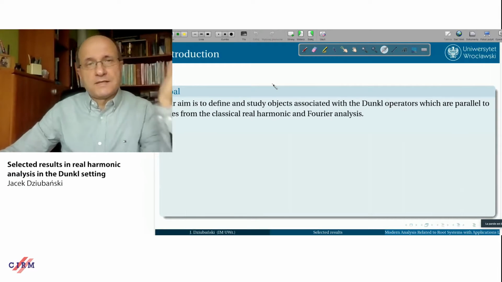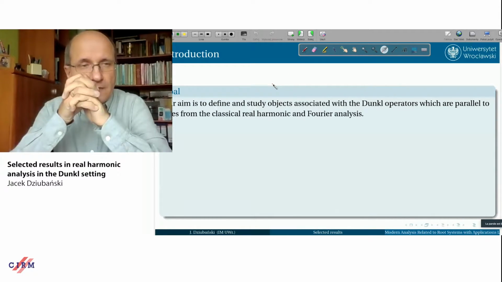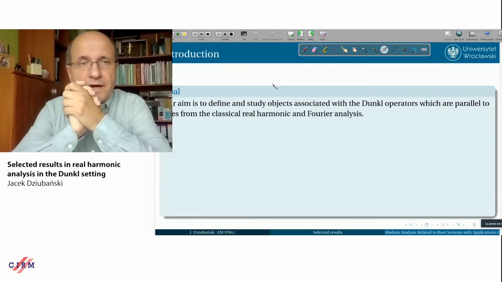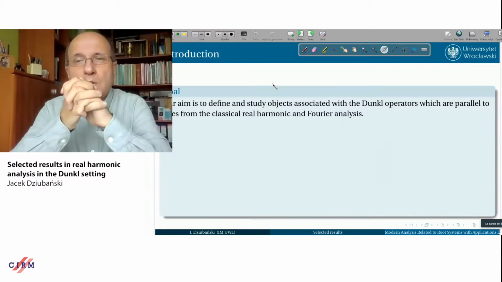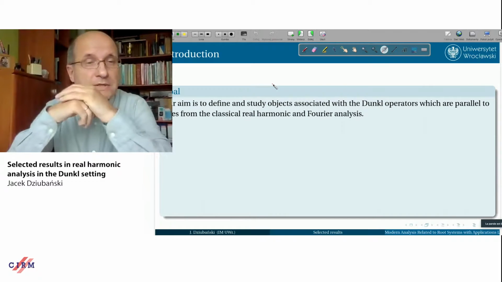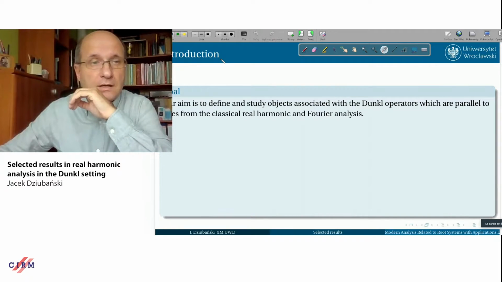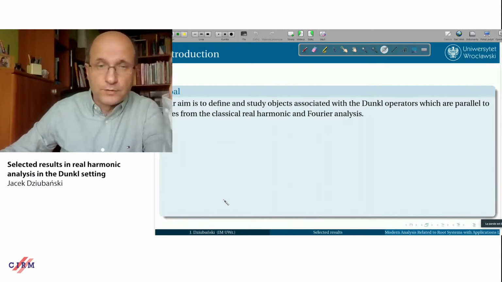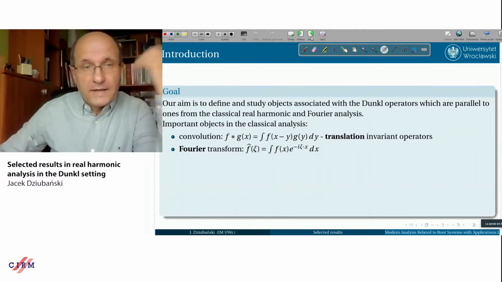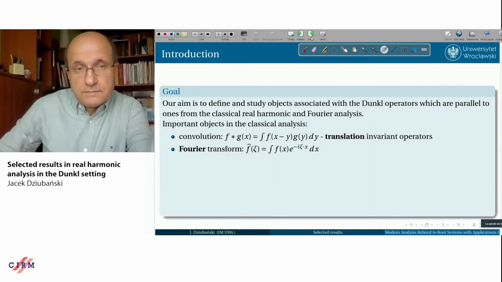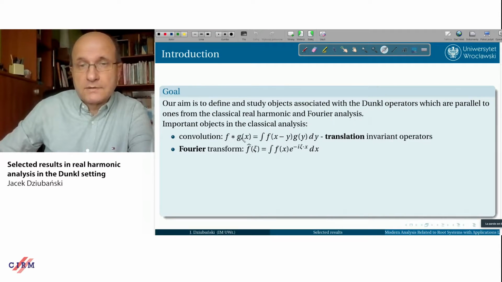So let us start with a kind of introduction. Our goal is to define and study objects associated with the Dunkl operators, which are parallel to ones from the classical real harmonic and Fourier analysis. Let me start with two perhaps most important objects, which are convolution and related translation invariant operators, and the Fourier transform.